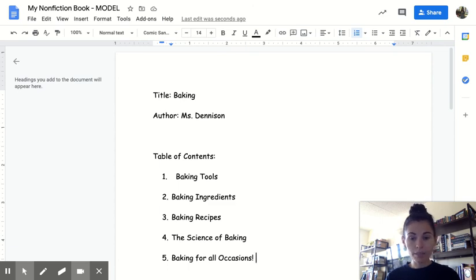Today, your job is going to be to first go back and reread your subtopics. Second, open your document labeled My Nonfiction Book. And third, fill in your title, author, and table of contents.